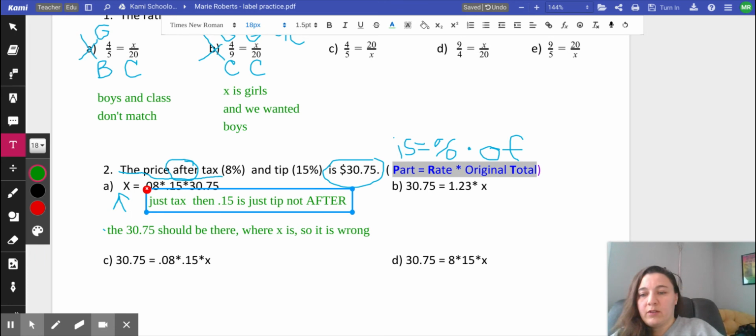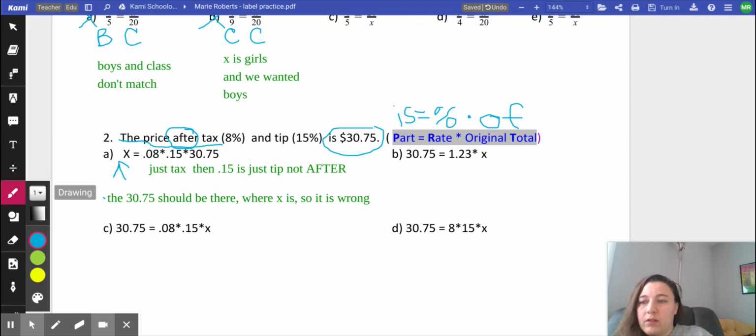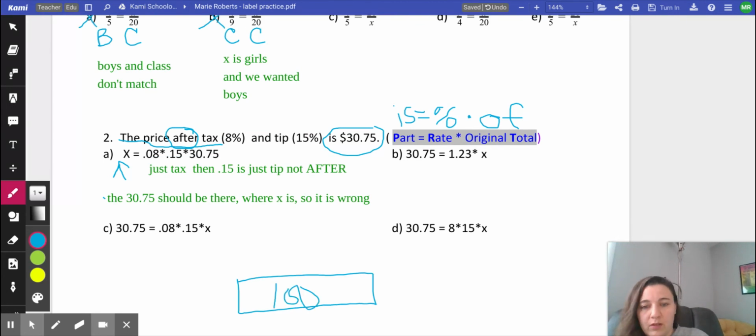I'll come down here and draw a picture. So I always start with 100%. And tax is extra things you have to pay. So I'm going to add on the tax, which is 8%. And it's based off of this original amount, which we don't know. And then the tip is normally based on the original amount also. The tax and the tip are based on the same number. So I'll just tack it on to this original 100%.